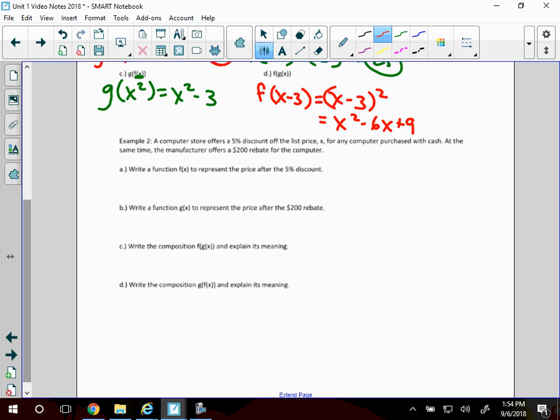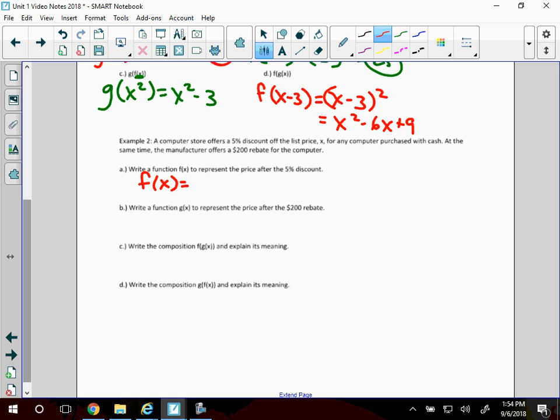Okay, let's look at number 2. A computer store offers a 5% discount off the list price x for any computer purchased with cash. At the same time, the manufacturer offers a $200 rebate for the computer. Write a function f of x to represent the price after the 5% discount.